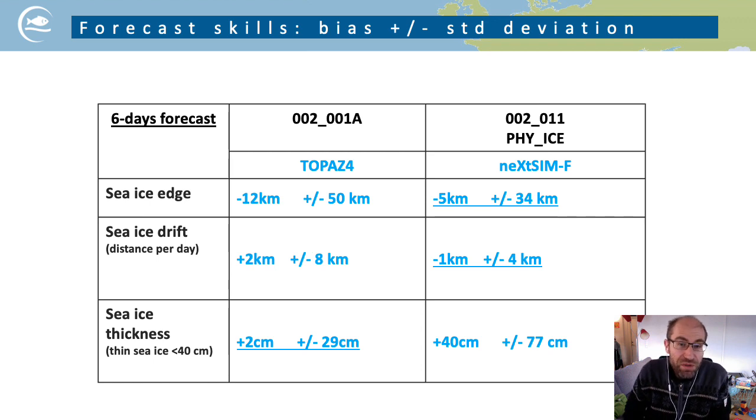In terms of performance, you will see the quality numbers from the validation activities, and the Topaz system on the left column has a slightly poorer position of the sea ice edge and much poorer sea ice drift statistics, but since the sea ice thickness is assimilated in Topaz, then the sea ice thickness has a higher quality than in the neXtSIM model for the time being.